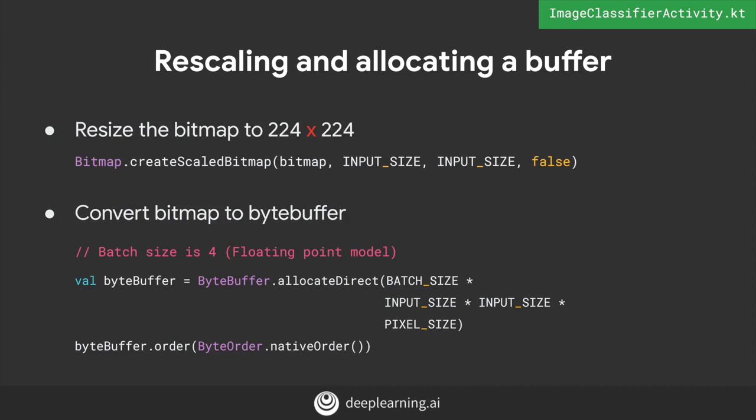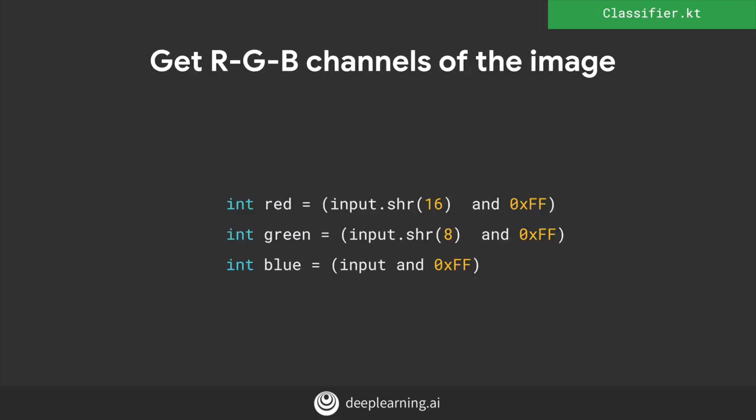So in the code, the first thing we'll do is resize the bitmap to 224 by 224 using createScaledBitmap. And then we'll convert it to a byte buffer to make handling the individual color bytes easier. The red, green, and blue channels can be taken using masking with code like this. Namely, to get the red channel, you shift the value 16 bits to the right and mask the last 8. The green is achieved by shifting the value 8 bits to the right and then masking the last 8, and the blue is just masking the last 8.